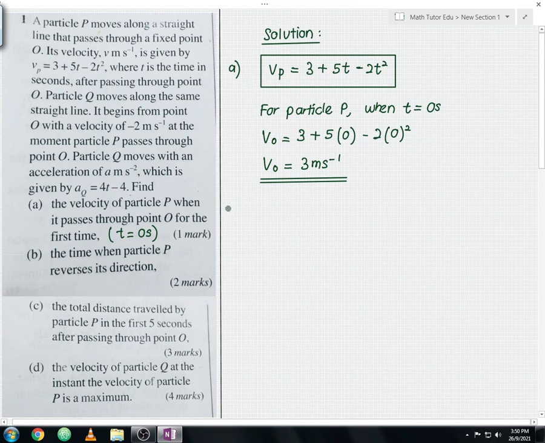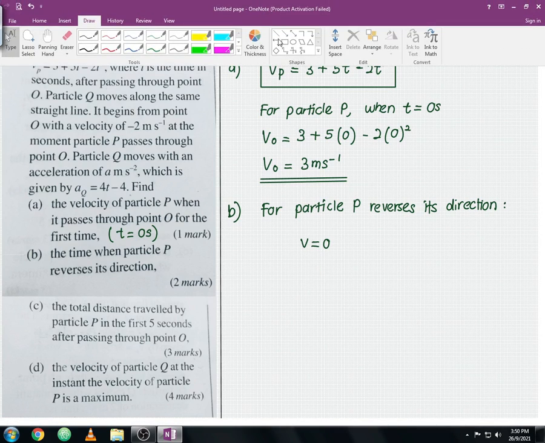Okay, so let us proceed to our working. Like I mentioned, when the particle reverses its direction, your velocity will be equal to 0. Let me write the working here. For particle P, reverses its direction, so from here your velocity is equal to 0. So this is your main information. Let me box this.